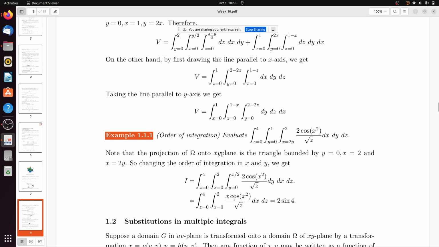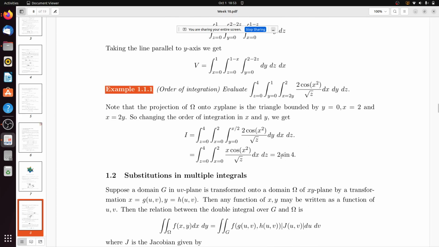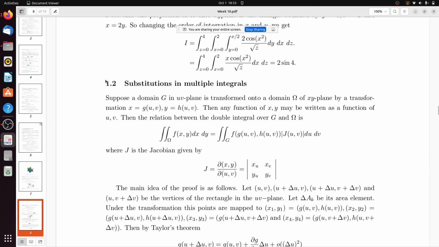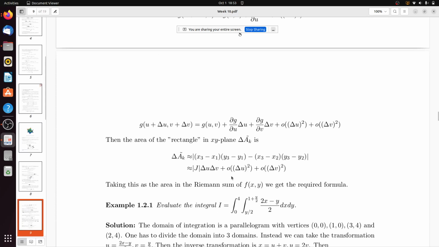Now just take x square equal to t. So x equals 0 gives t equals 0, x equal to 2 gives t equal to 4. So that will be cos t into dt by 2 times the square root of z into dz. Then just integrate it with respect to t, and then finally with respect to z, you will get 2 sine 4.